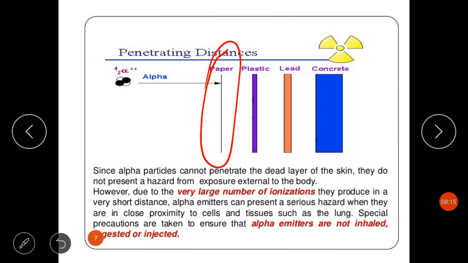Therefore, due to short range of absorption and inability to penetrate the outer layers of skin, alpha particles are not in general dangerous to life unless those alpha particles are ingested or inhaled.